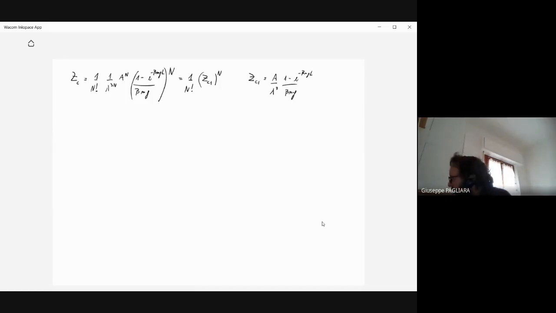Now, once we have this function here, we have everything already. So we can do the thermodynamics. For instance, the exercise was requiring the computation of the internal energy, and internal energy is minus the derivative with respect to beta of the logarithm of the partition function. Okay.